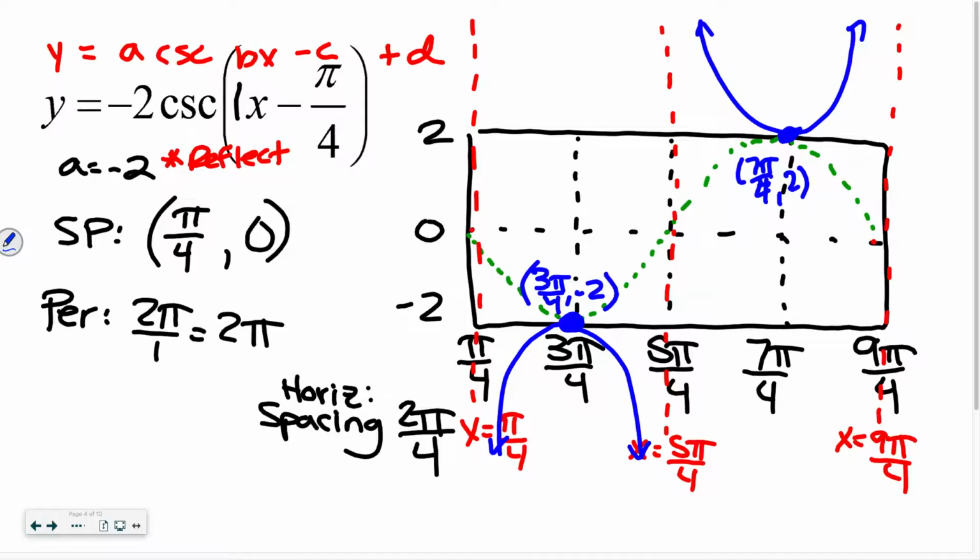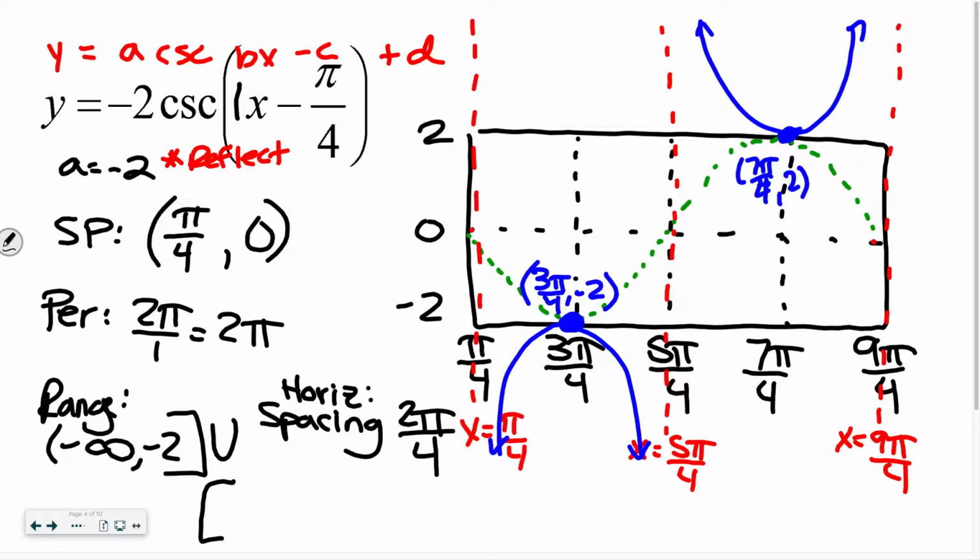Okay, and then last thing I could do now is answer my range. So I'm going to do the range of my U that opens down. Negative infinity to negative 2, included. It'll always be a bracket right there at the top of your U. In union with, now do the range of my U that opens up. 2 to infinity. Got it in.